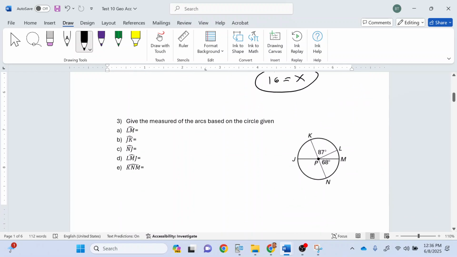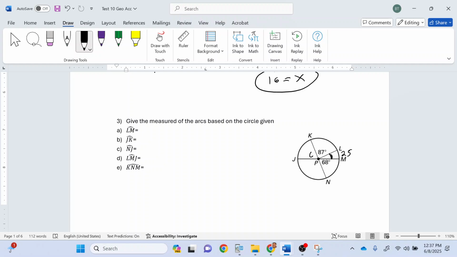Next one, give the measure based off what's given. Now, let's figure out some things. First off, KN looks like a diameter. So I know from here to here should be 180. Since I know here to here is 180, I know this little piece in between should be whatever's left over from 180. So that's 87 plus 68. Take that and subtract it from 180. I should get 25. So this little guy is 25.